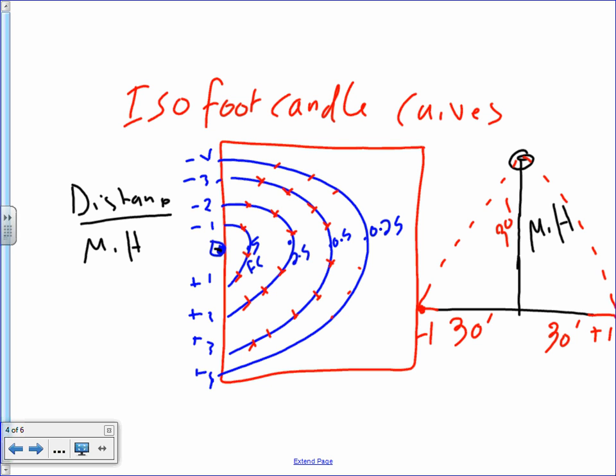The only thing, Aaron, you didn't do is you only activated the 0.5. Remember when you picked the 0.5? If you went and picked the 0.25 and a couple of other points, it will draw a line exactly like this. Can I have a thumbs up? We understand what an isofoot candle curve is.